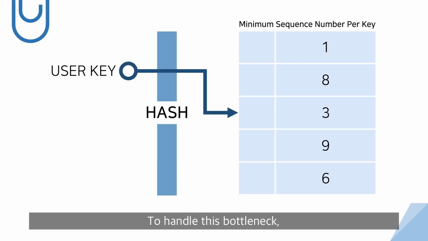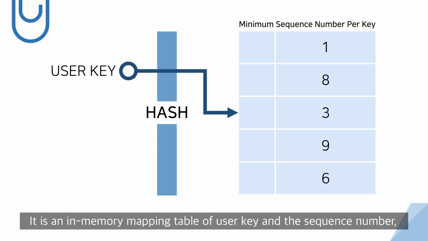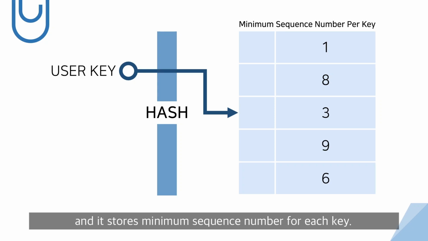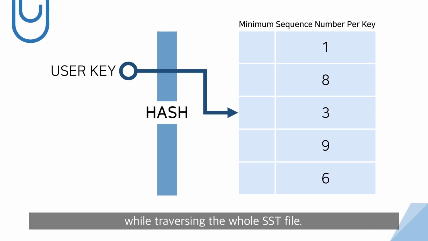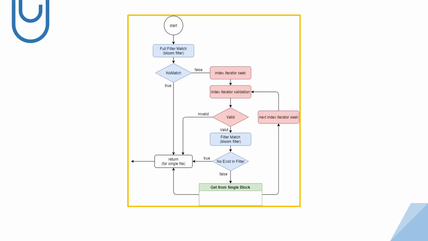To handle this bottleneck, we implemented a new feature, the sequence filter. It is an in-memory mapping table of user key and sequence number, and it stores the minimum sequence number for each key. When an SSD file is newly opened, the SSD file table reader is created with a sequence filter. The sequence filter stores the user key and the sequence number in a hash table while traversing the whole SSD file.